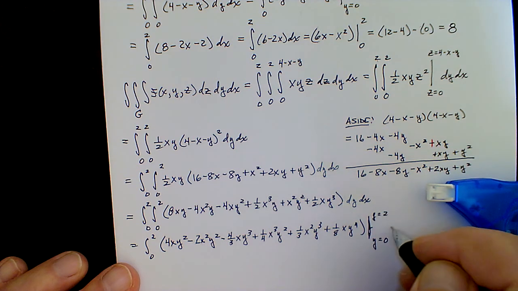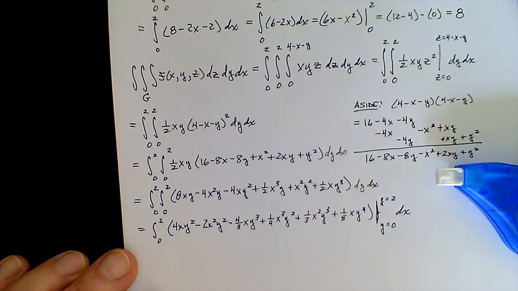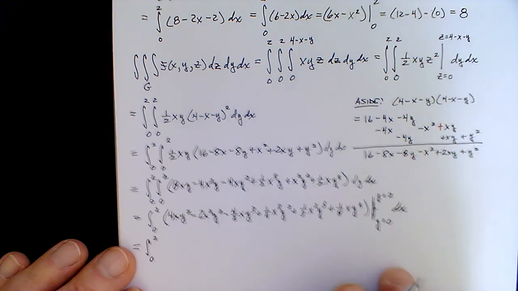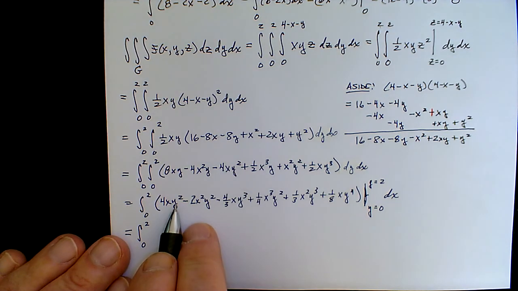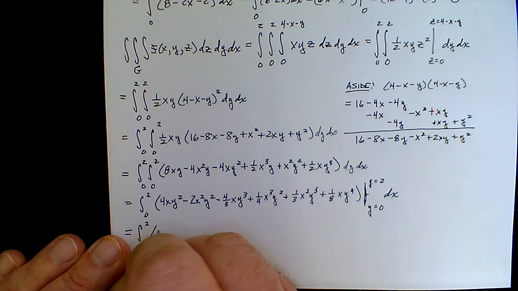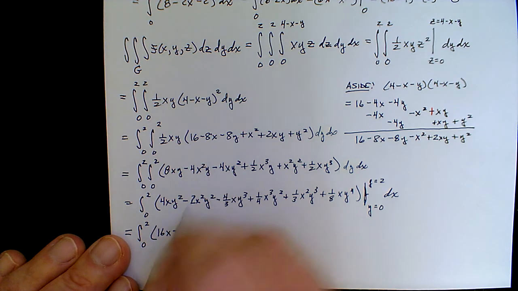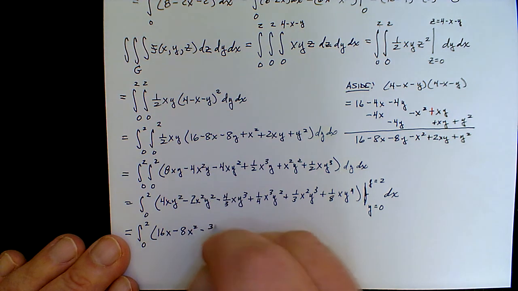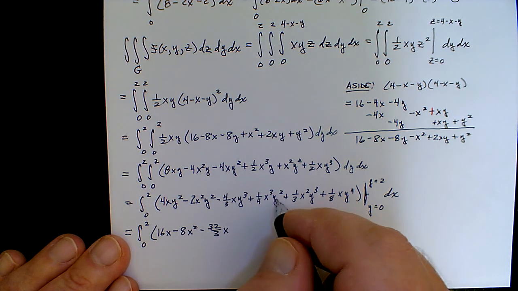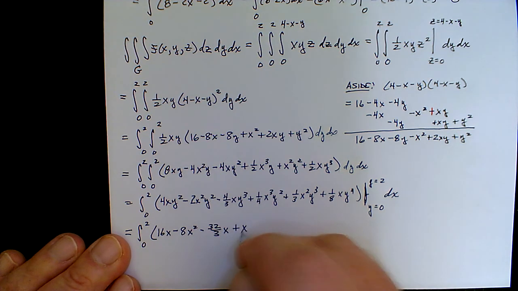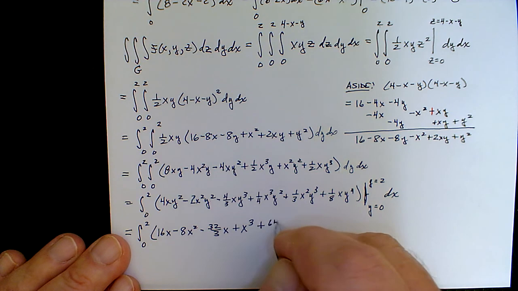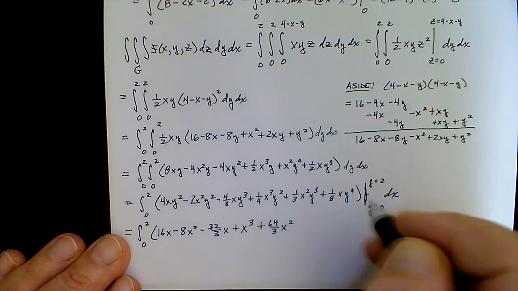Alright, so now crunching that down. Still the integral from 0 to 2, and then we have a 2 in for y. Okay, so that makes 16x minus 8x squared, minus 32 over 3 x. See, 4 cancels, plus x cubed, plus 64/3 x squared, and 16 divided by 8 is 2, so plus 2x.